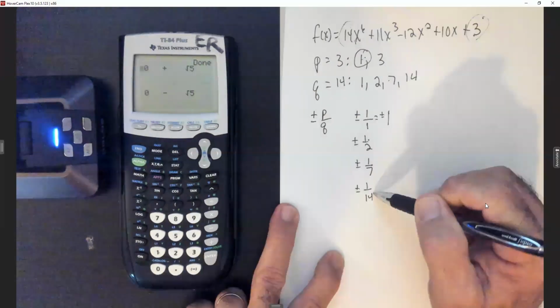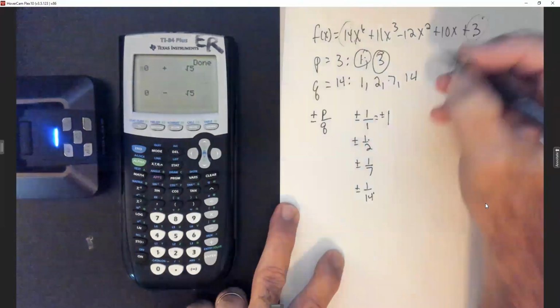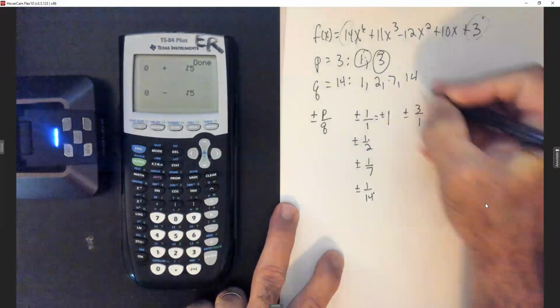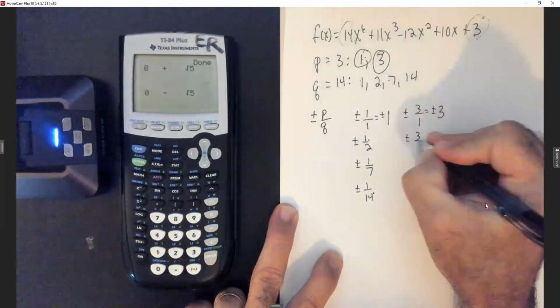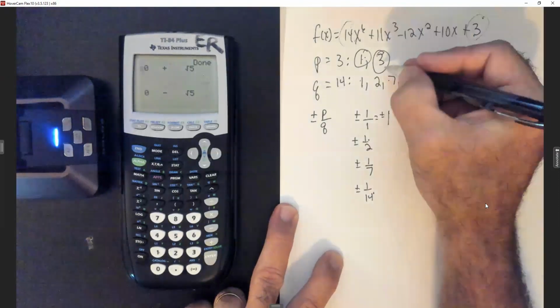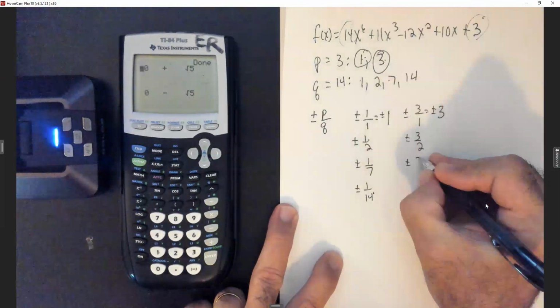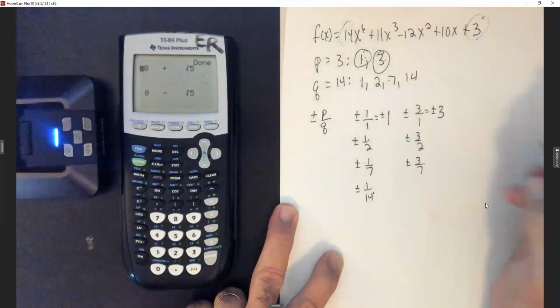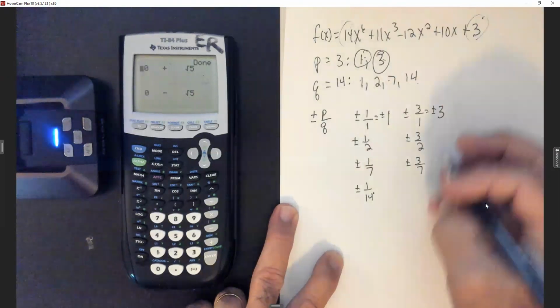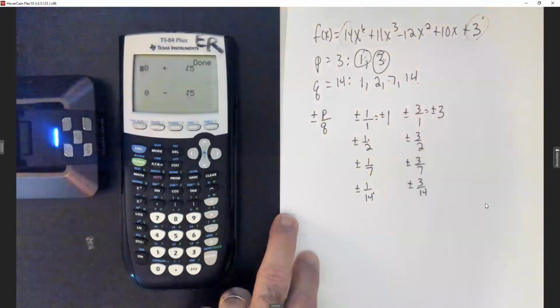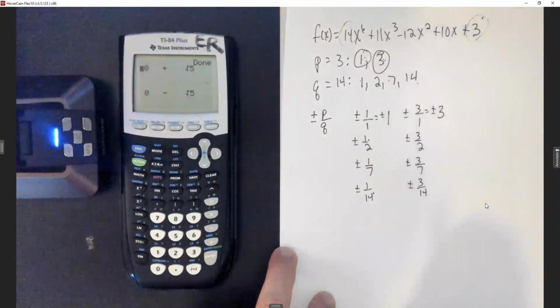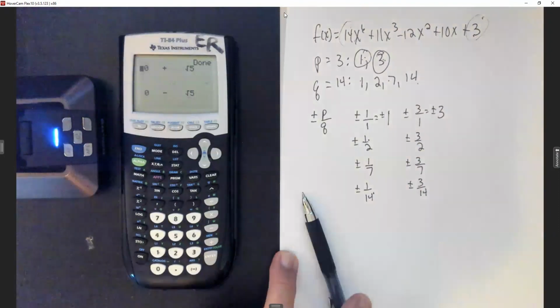Then I got to take the 3 and do the same thing. 3 divided by 1, which is plus or minus 3. Then I take the 3 divided by 2. Can't do nothing with that. Then I take the 3 divided by 7. Can't do nothing with that. Then I take the 3 divided by 14. Cannot do nothing with that. So y'all be careful on these answers because some of them they don't put the plus or minuses on, and it can be plus or minus on those.